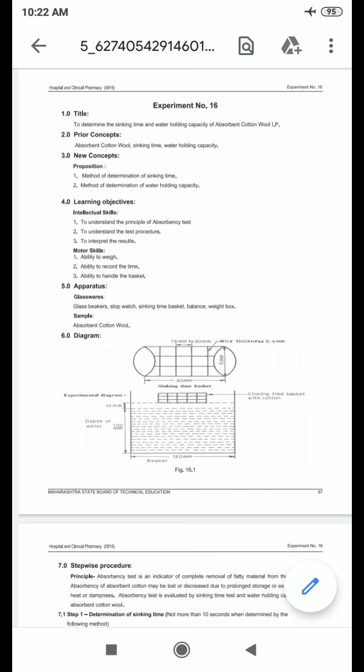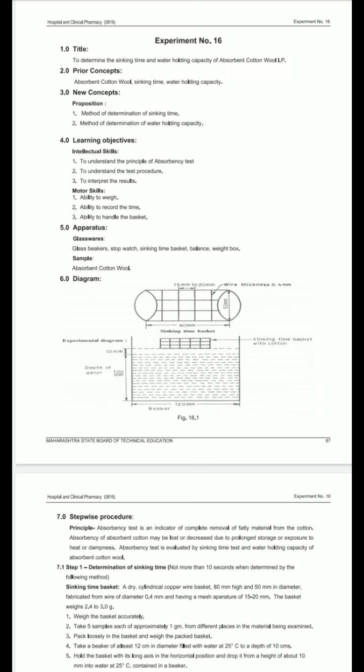And here is the diagram of absorbent cotton wool IP. Here is the diameter, that is 15 mm, of the sinking time basket. In the lower part it is a beaker, and on the beaker is the sinking time basket with cotton, here is the cotton.